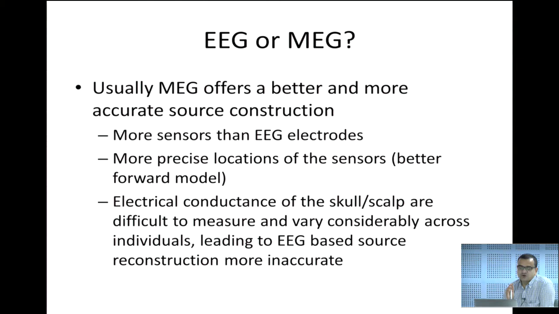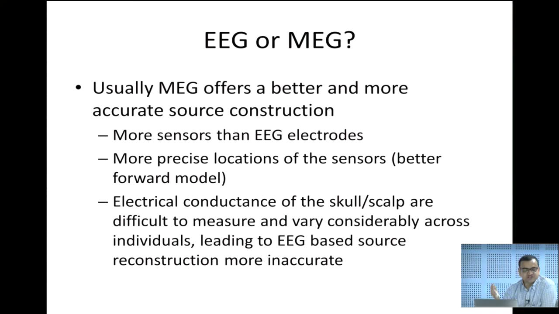Another important point is whether you want to go with EEG or MEG. We talked about yesterday that it is a very difficult problem to localize your neural activity from the distribution of potential. That's what we call source reconstruction. MEG also has some problems, but usually MEG offers a better and slightly more accurate source reconstruction than EEG.